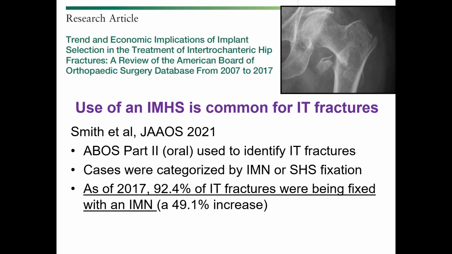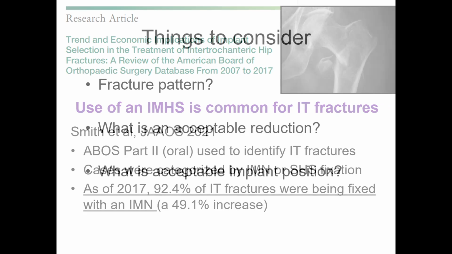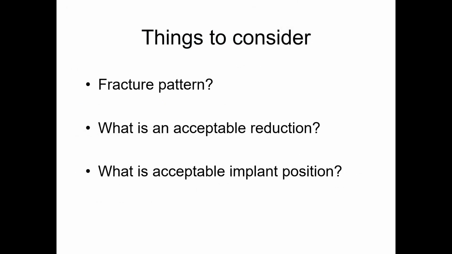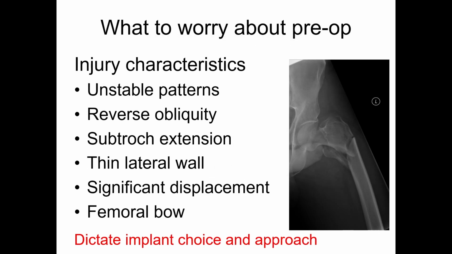Use of an intramedullary device is common for intertrochanteric fractures. As of 2017, more than 90% of intertrochanteric fractures were being fixed with an intramedullary nail. Things to consider when managing the intertrochanteric fracture include the fracture pattern, what is an acceptable reduction, and what is acceptable implant position. There are a number of factors to worry about preoperatively.